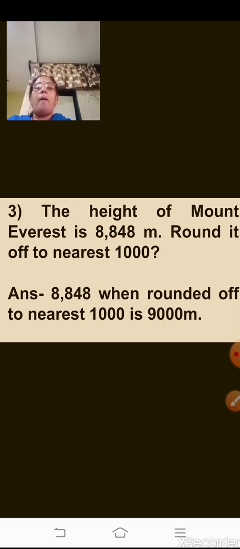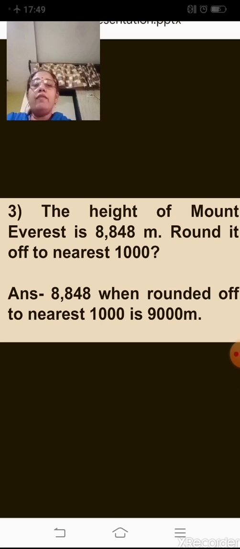The height of Mount Everest is 8,848 meters. Round it off to the nearest 1000. Rounding of numbers we have also already done. I have already told you that the word problems are based on the concepts we have learned till now. We have learned rounding of numbers to the nearest 10, to the nearest 100, and to the nearest 1000. Now this number, 8848 meters, you have to round off to the nearest 1000.